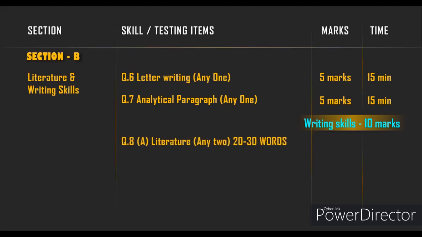So let's get started. Here we move on to question number 8, which is of literature. That is, 3 questions would be given to you, and out of those 3, this time we have options of any 2. That means any 2 questions of 20 to 30 words you will have to attempt in question number 8, A category, for 4 marks each.